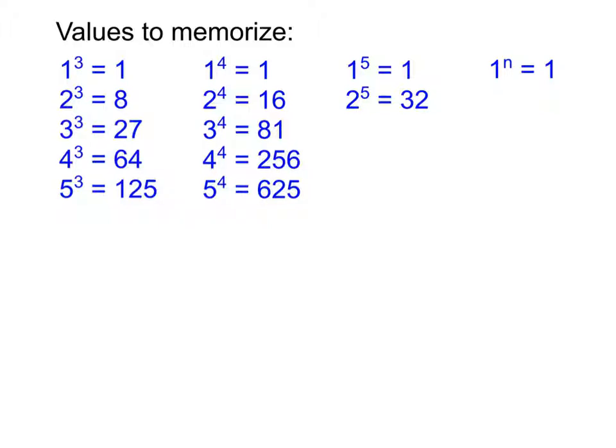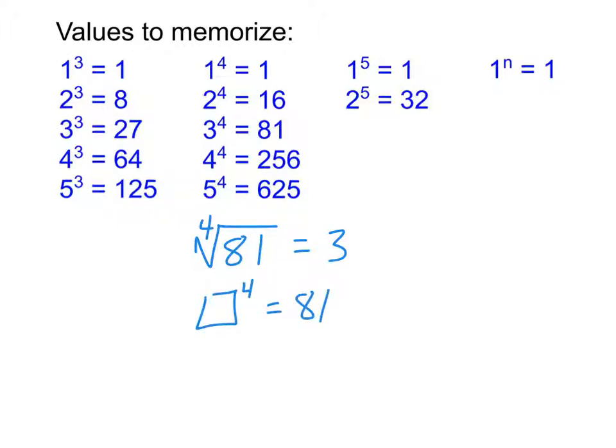And the cool thing is, by knowing this list, we actually can know a whole bunch of other things just from knowing these facts. So, for instance, if I asked you, what is the fourth root of 81? 3. Because what that really means is, what to the power of 4 equals 81. And you can see right up here, we should know that 3 to the power of 4 equals 81. So knowing these facts allows us to know much more.